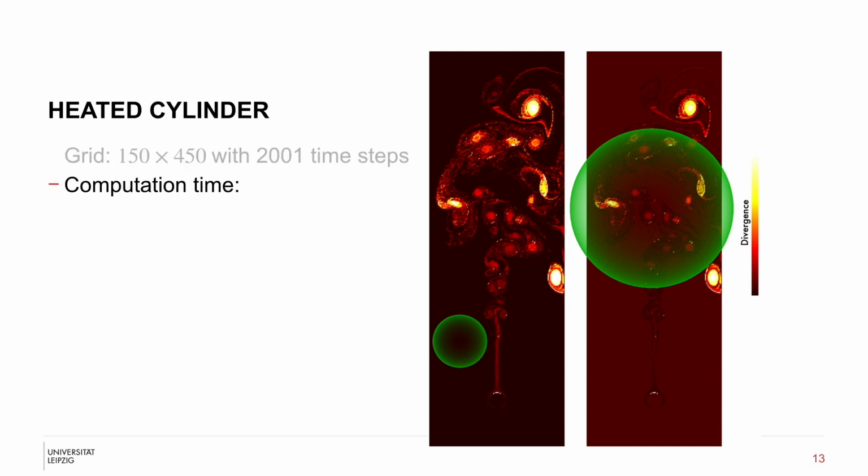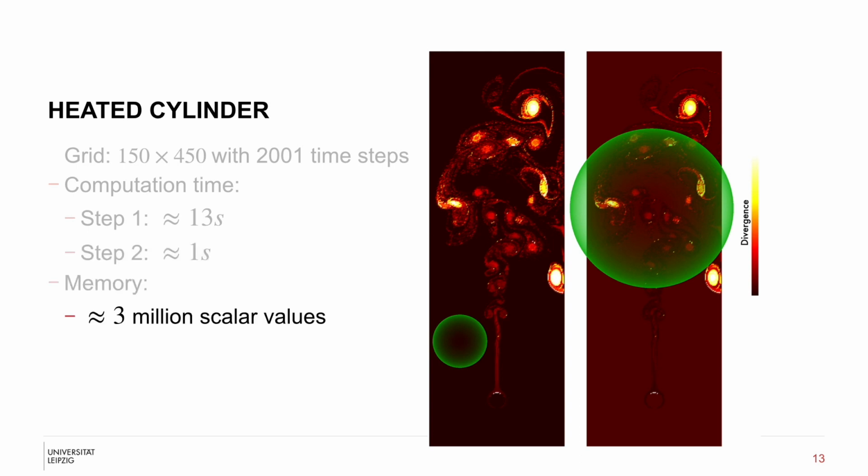Here we also tested the computation time. For the first step, it took around 13 seconds on a standard workstation to compute the dynamics distribution, and it took around 1 second to compute the Jensen-Shannon divergence from a user selection. This means a user can select a region and it takes 1 second to update the output. For this example, approximately 3 million allocations for scalar values were required.